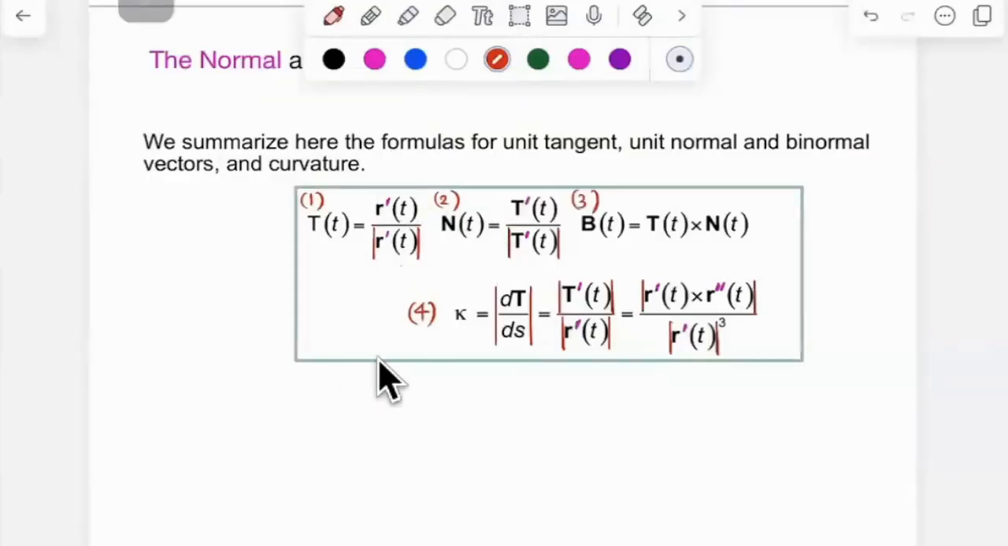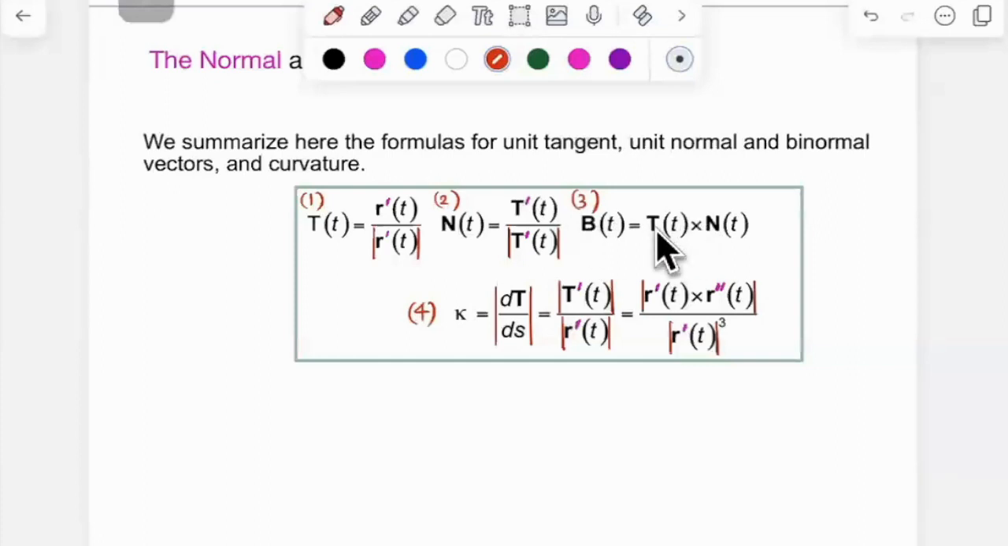Finally, let's put all the formulas we have learned in this lesson together. The first formula, the unit tangent vector, is going to be the tangent vector divided by its magnitude, r prime of t divided by its magnitude. This one here is the unit normal vector. That's T prime of t divided by its magnitude. This is the binormal vector.